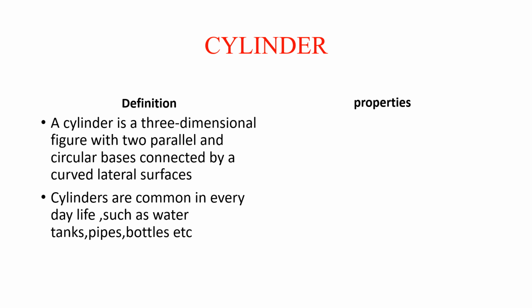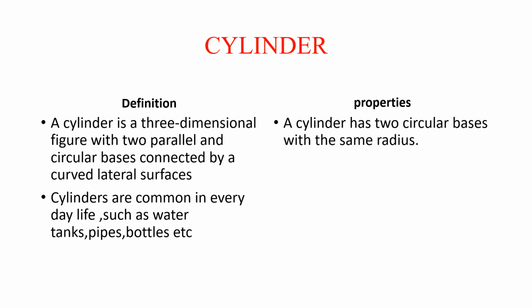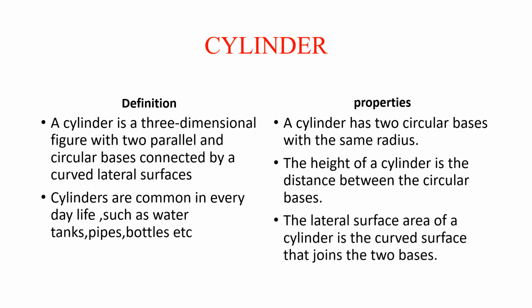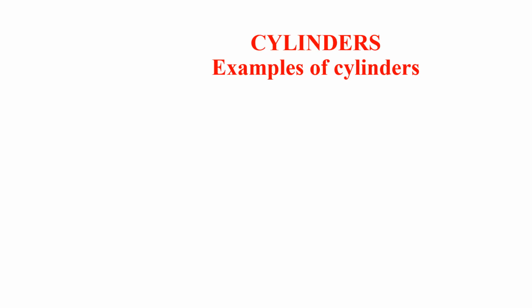Now, what are the properties of a cylinder? A cylinder has two circular bases with the same radius. The height of a cylinder is the distance between the circular bases. The lateral surface of a cylinder is the curved surface that joins the two bases.